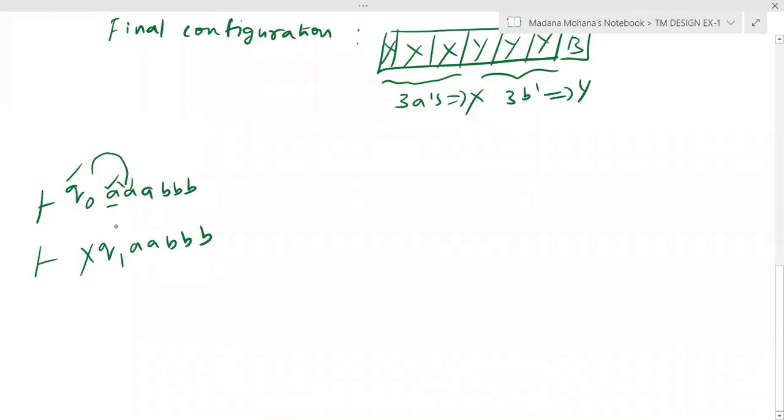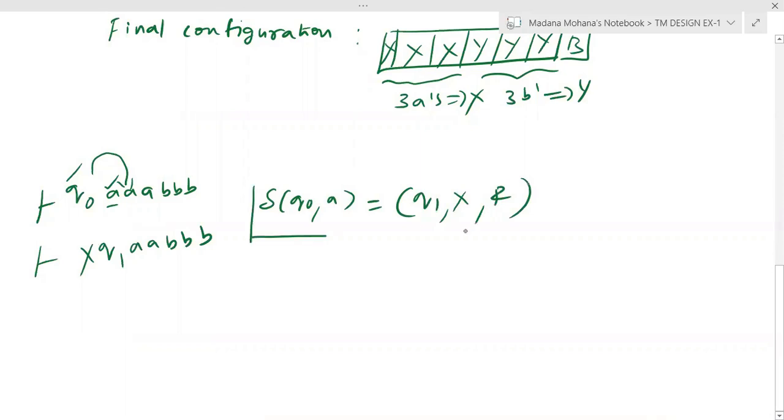Now you can see the transition we used, and you can write it down. Delta of current state Q0, current input A: Q0 is changed to Q1, A is replaced with X, and it moves in the right direction. This is the first transition. Like that, step by step, you can write down a transition whenever a new one is introduced.